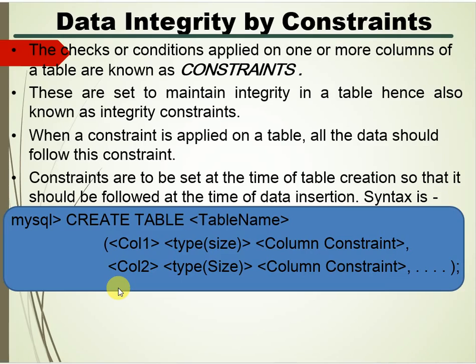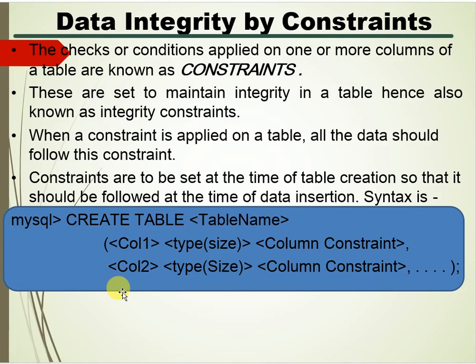Should be followed at the time of data insertion. The syntax is like: create table, table name, in brackets, field name, corresponding data type, size, and the column constraint like primary key. Primary key is a constraint. We have to allot it on a specific field which will never duplicate in future. And primary key, in a simple way, uniquely identifies the records.